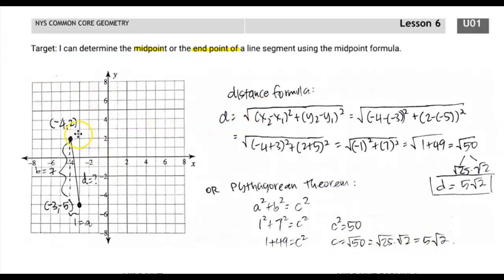One thing that you could have done is set up the graph and use the Pythagorean theorem for that. Or another thing you could have done is using the distance formula. Either way, you would have gotten the same answer, which is 5 radical 2. The square root of 50 simplifies to 5 radical 2.